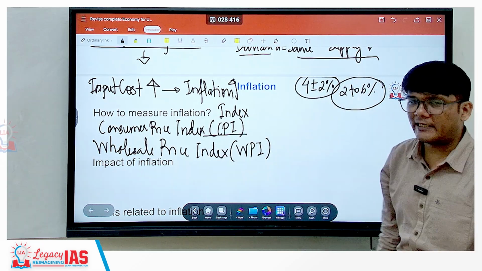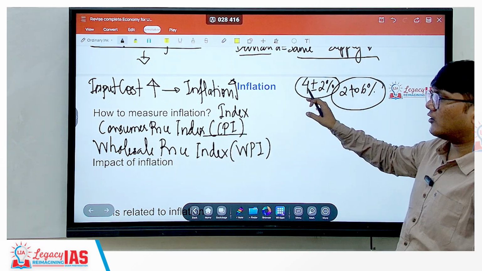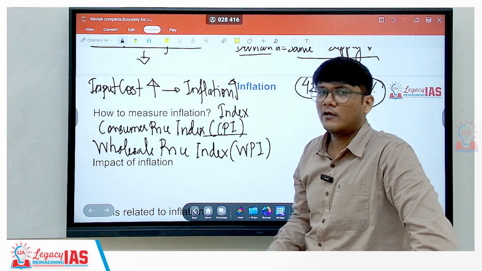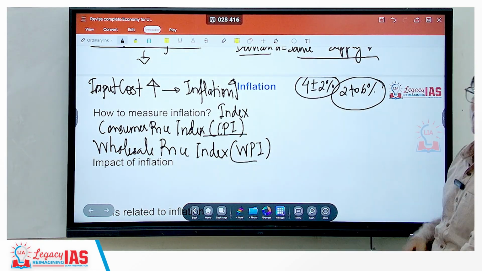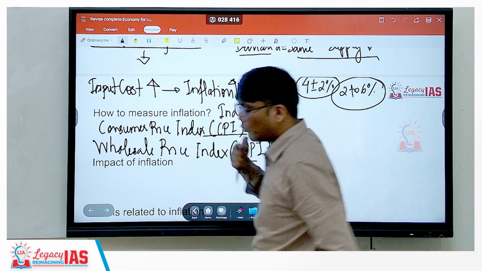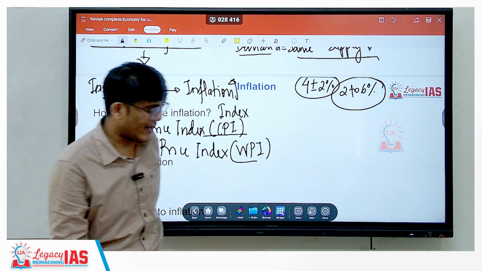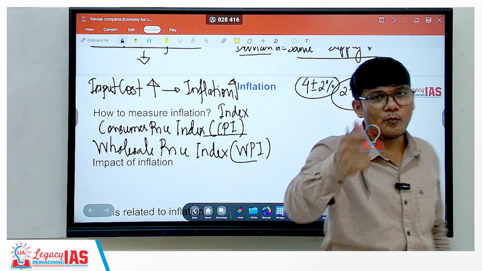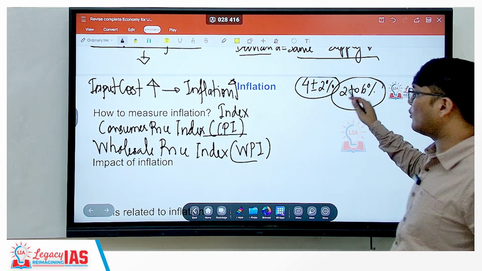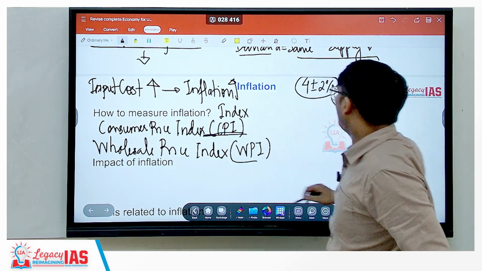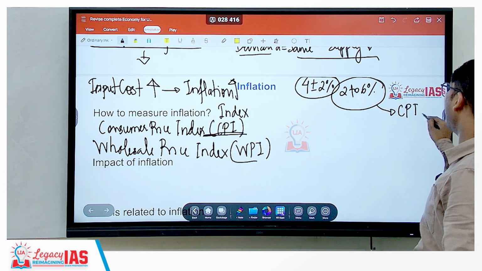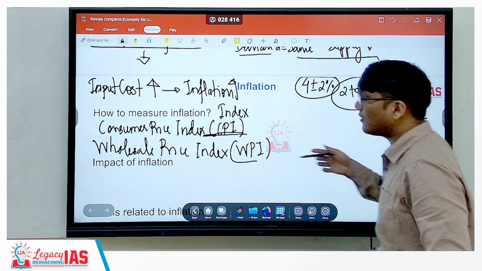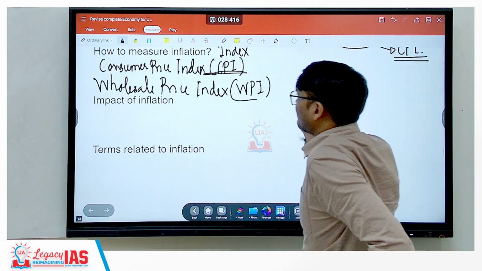Before 2015, all the measurements of inflation that the government used to bring out were with respect to the wholesale price index. But from 2015 onwards, the Urjit Patel committee recommended that it is not the WPI that you should be measuring and regulating, but the CPI. So this 2 to 6% would be your CPI, that is, consumer price index.